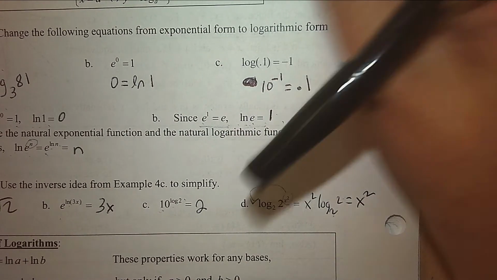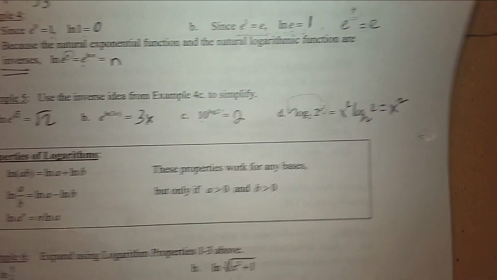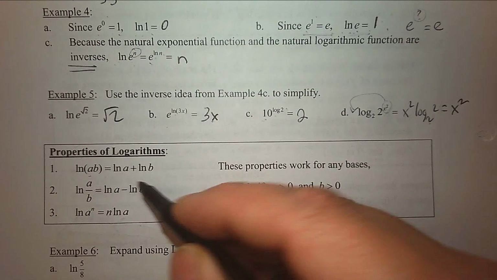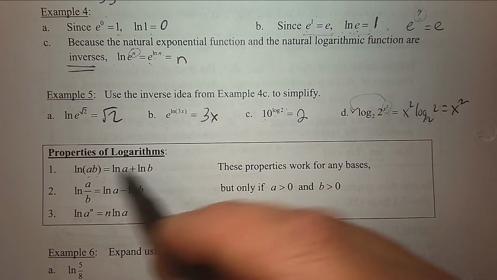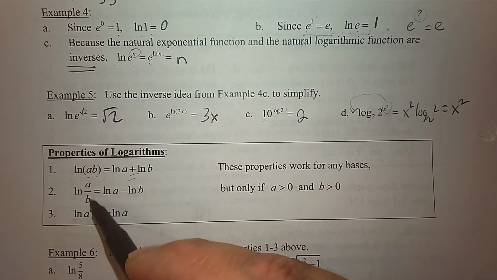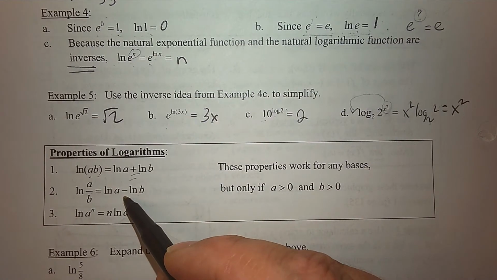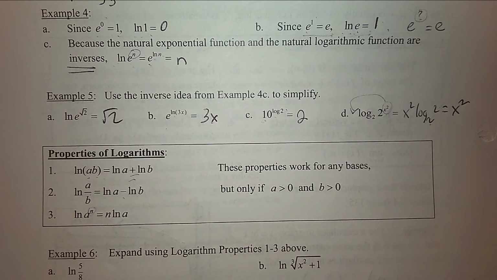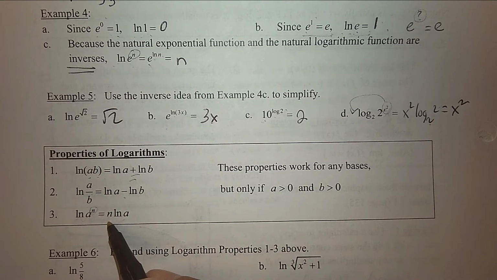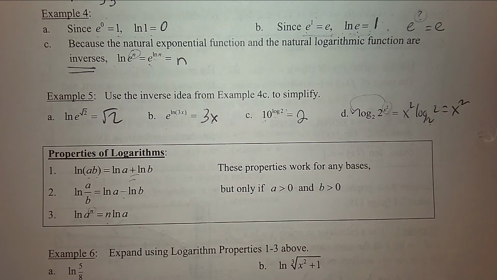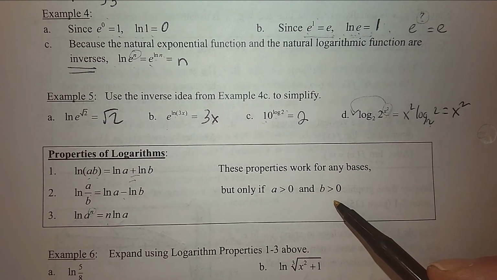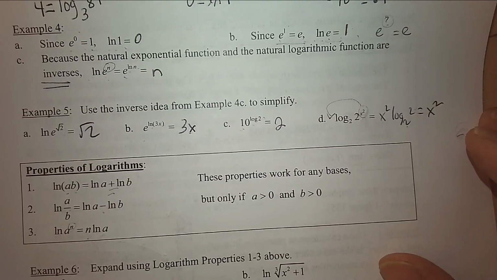Do you need a reminder of some properties of logarithms? Here it is. When you're multiplying and you want to expand a logarithm, you add. When you're dividing, you subtract. When there's an exponent inside the logarithm and you want it outside, you multiply, a product in front. And remember that the bases have to be positive.